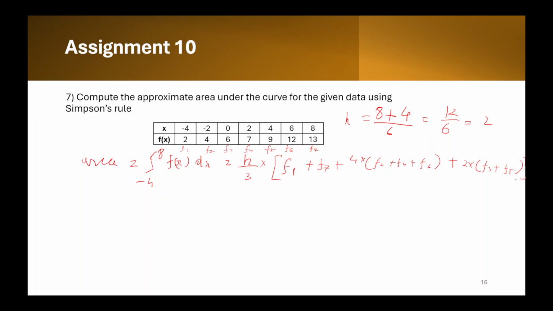So this will be the relation. So h is not 0.2, it's 2 by 3 into f1 is 2, f7 is 13, plus 4 into f2 is 4, f4 is 7, f6 is 12, okay, plus 2 into f3 is given as 6 plus f5 is 9. We need to compute this value, quite easy.